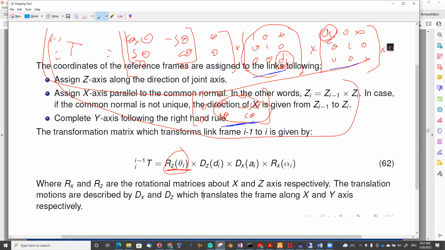Doctor, I have a question here, please. Yeah. So does the transformation matrix change when I go from I minus 1 to I, or is it the same for any reference frames? Like if I change the frame, will it change or is it the same?